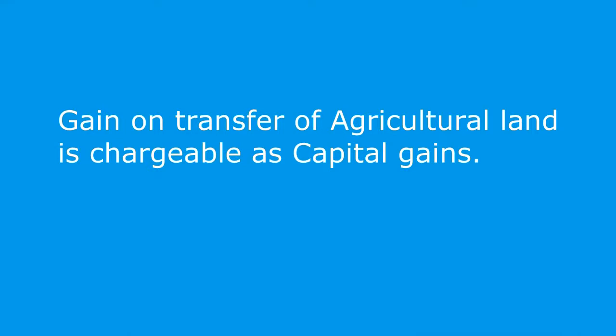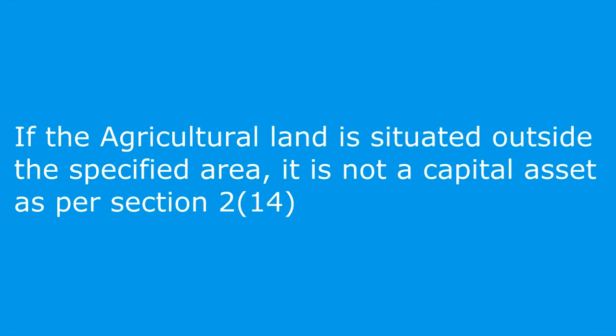Any profit derived by selling an agricultural land shall not be considered as agricultural income, but it shall be charged to tax under the head capital gains. However, as per section 2 subsection 14, if the agricultural land is situated outside the specified area, then it shall not be considered as a capital asset. So if the agricultural land is situated outside the specified area, capital gains shall be exempted.